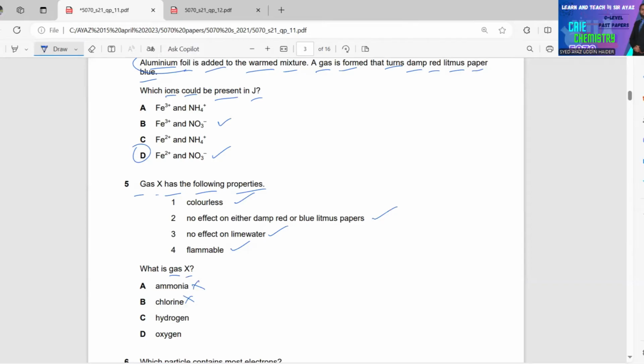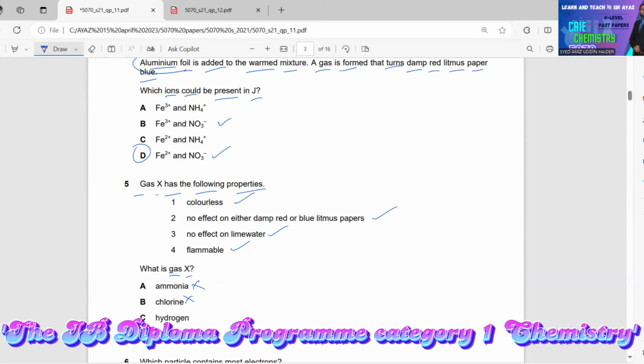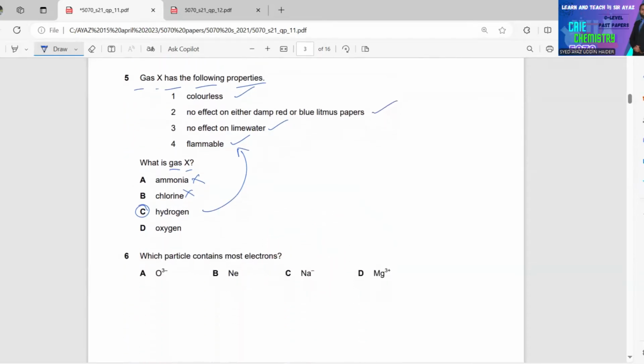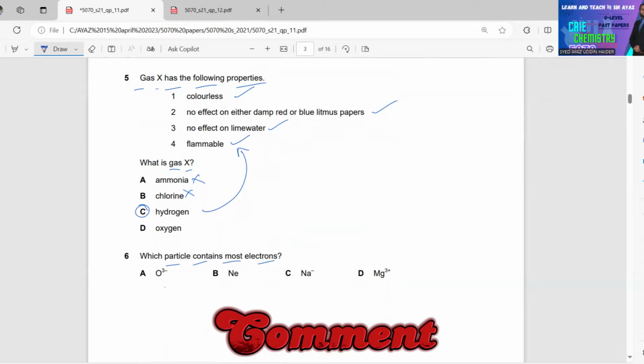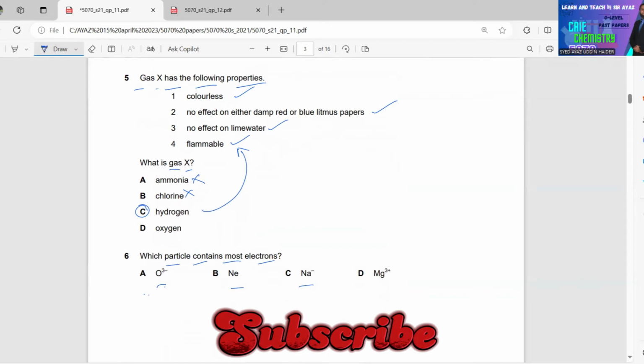And they are saying the gas is flammable, which means it's catching fire. So it must be used as a fuel. So hydrogen must be that gas. Oxygen helps in burning. Oxygen is not used as fuel, but hydrogen is used as fuel. That's why it's flammable. Number 6, which particle contains most electrons? We have A, O3 minus, B, Ne, C, Na minus, D, Mg3 plus.